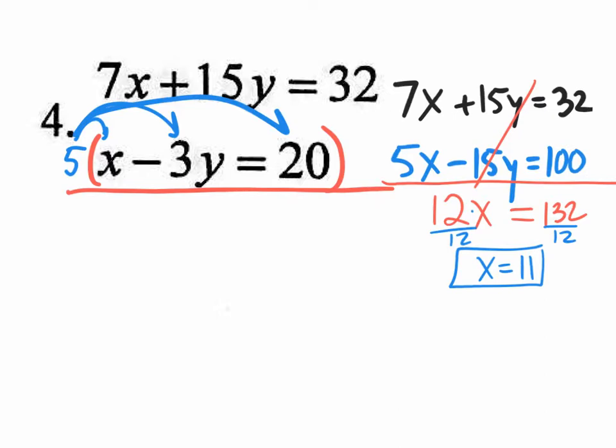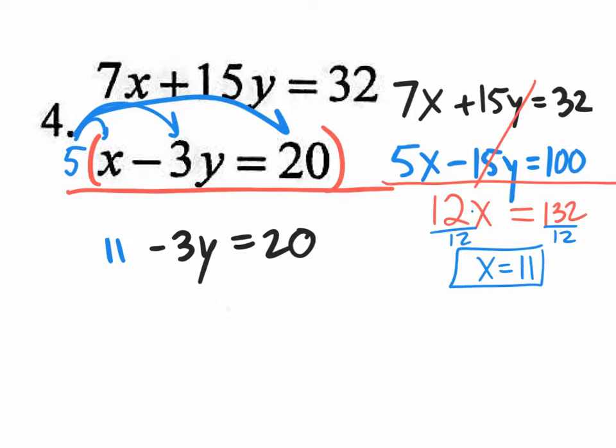So on the bottom, instead of x, I want to put 11 and then -3y equals 20. That's the bottom equation. But instead of x's, I put 11 right in there. So let's solve this thing. There is no need for the parentheses. So you could simply erase them because there's nothing to multiply it by, nothing to distribute.